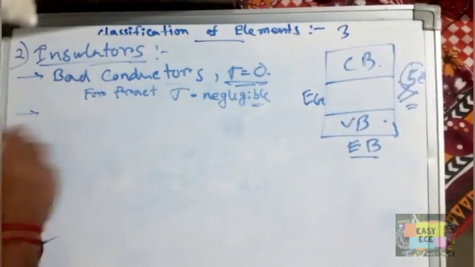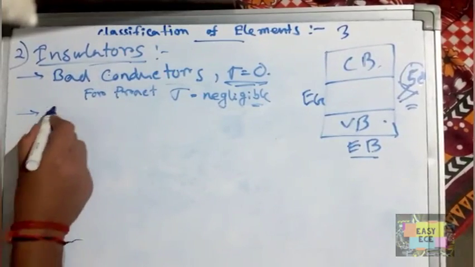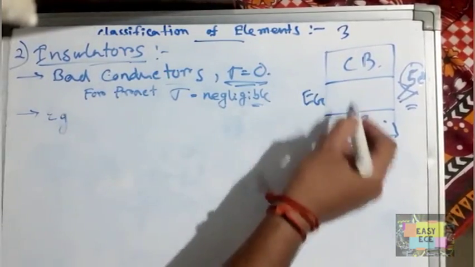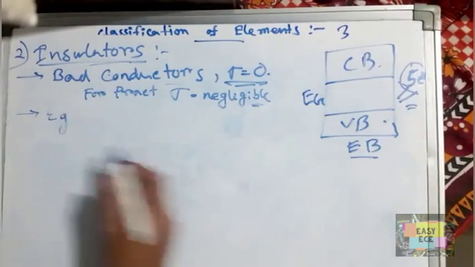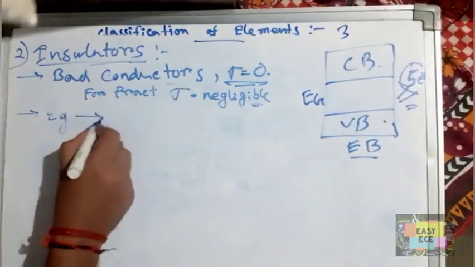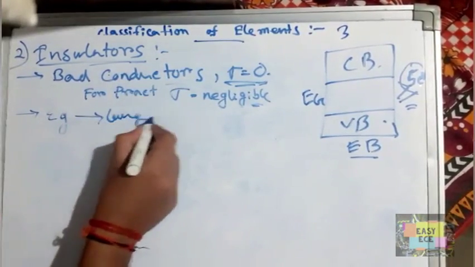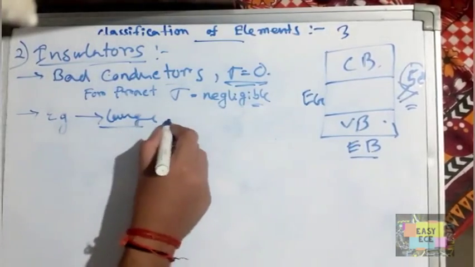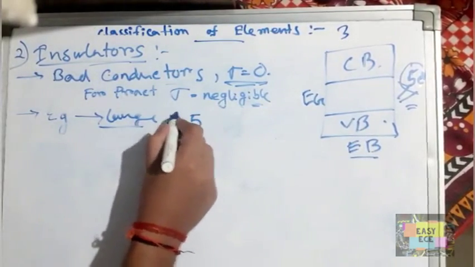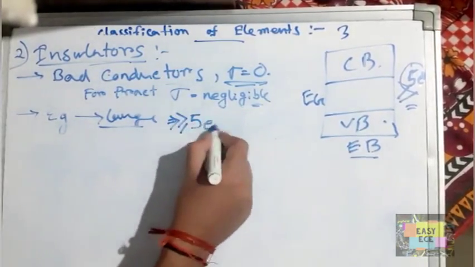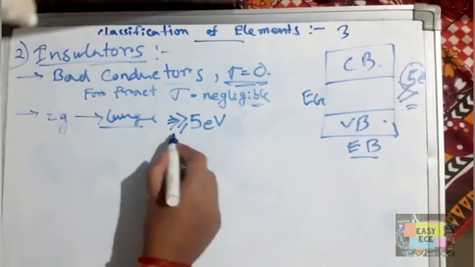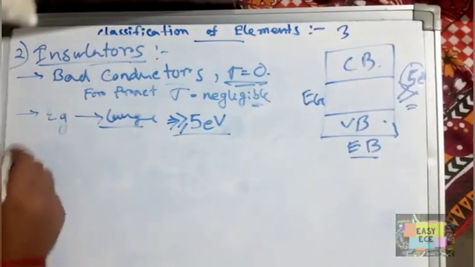The second point is the energy gap. Obviously we know that in the energy band diagram, the energy gap is very large. This is the second point. How much? Greater than 5 electron volt.